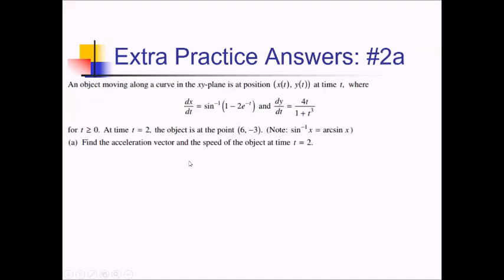For this calculator-based free response problem, we have an object moving along a curve in the xy plane at position x of t comma y of t. They didn't tell us what those were algebraically, but they did give us x prime and y prime basically here. And they also told us at time 2 the object was at the point 6 comma negative 3. First task on this is to find the acceleration vector and the speed at time 2.